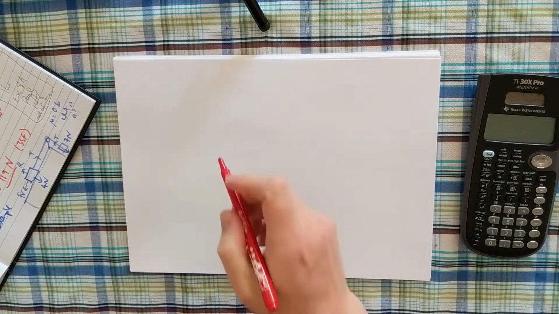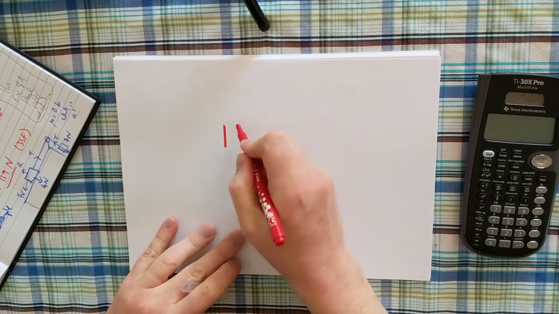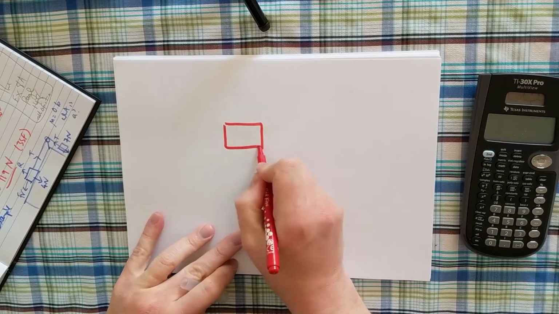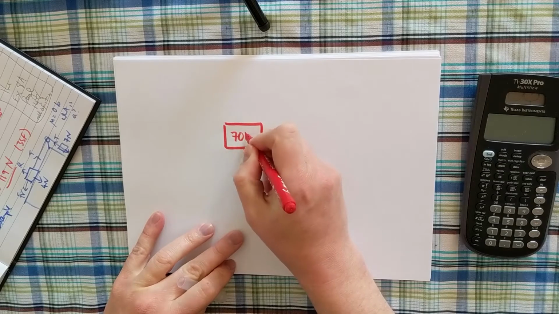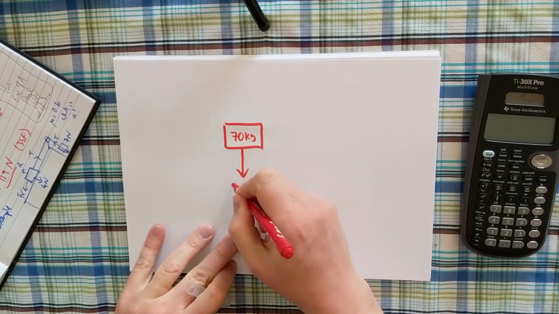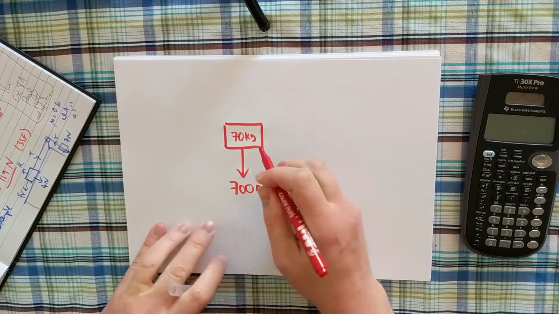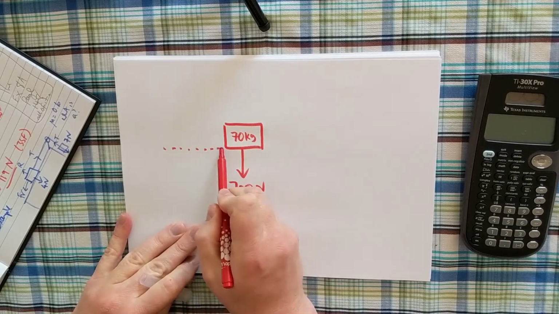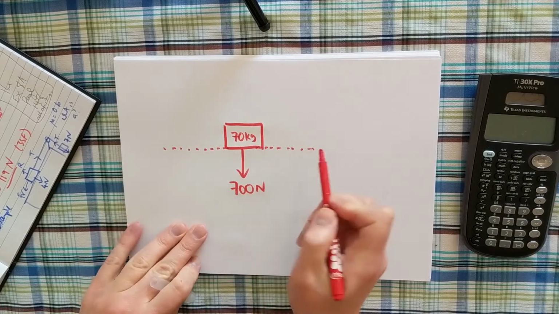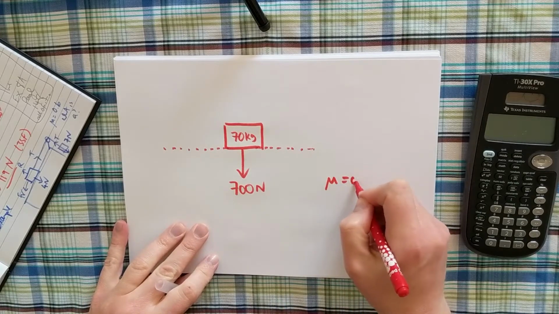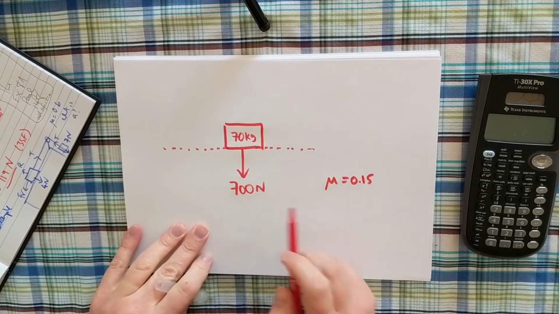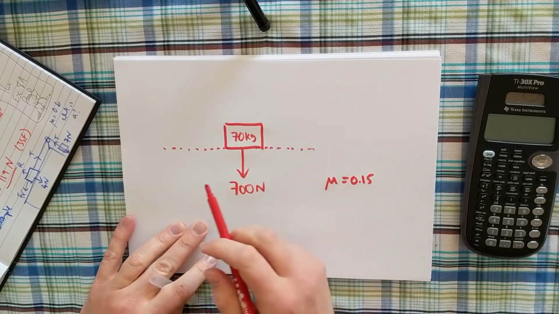Okay, in my next example, I want you to imagine there is a box, and the box has a mass of 70 kilograms, which means the weight of this box is 700 newtons, and it's sitting on a rough surface, and the coefficient of friction is 0.15, so it's not super rough, it's just a low value, but we need to work out what's going on here.